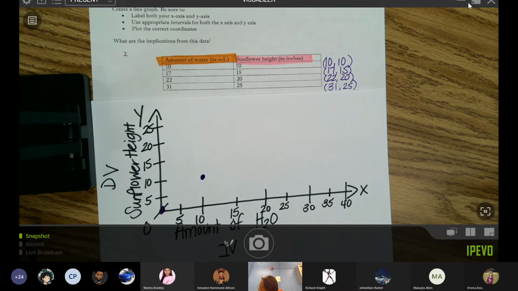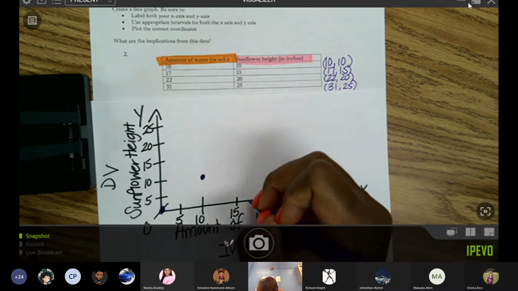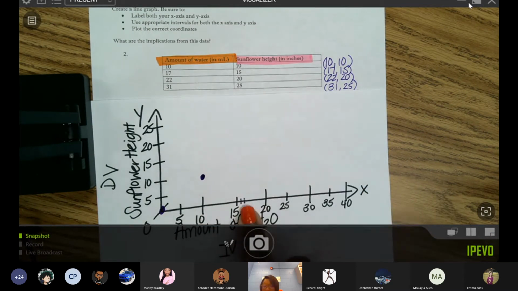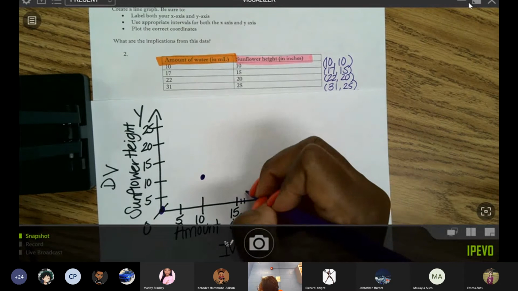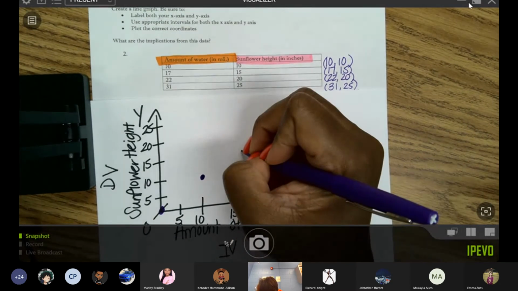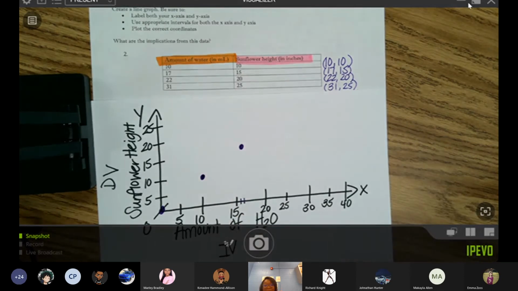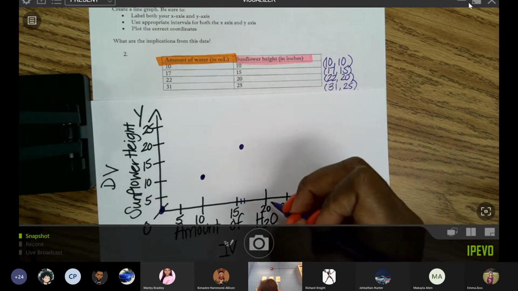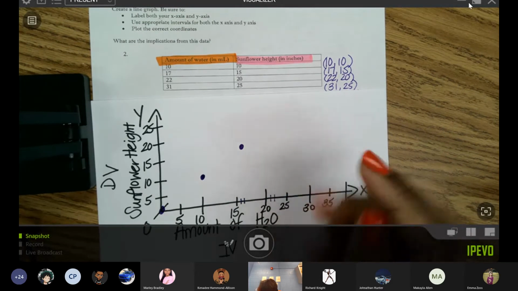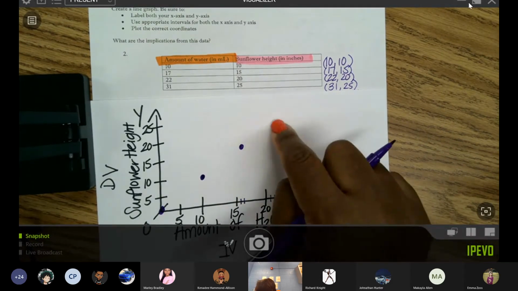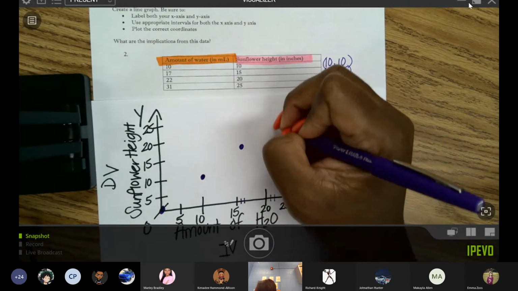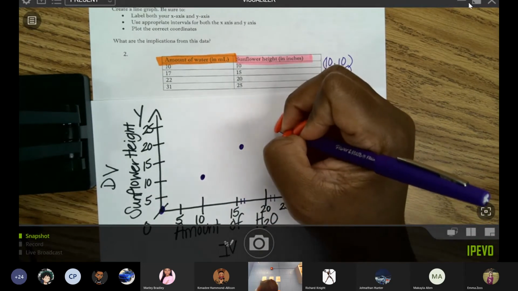My next is 17, 15. So look what Miss Neville's going to do. 16, 17. You see it right there. 17, 15, and put my point where they meet. 22. I've got to find 22 on my x-axis. 22, 20. I'm going to find where 22 and 20 on my y-axis meet.